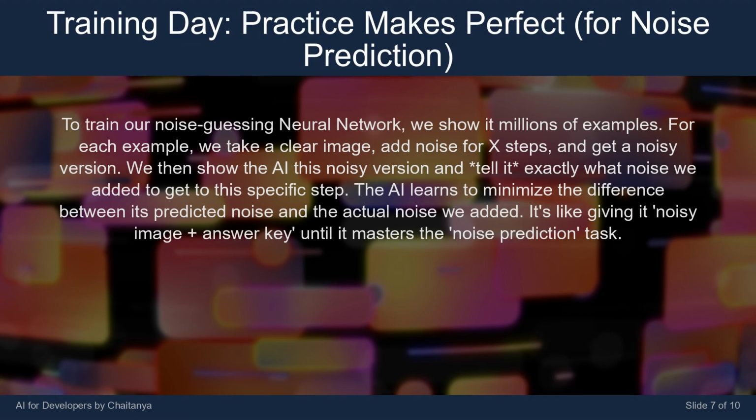To train our noise-guessing neural network, we show it millions of examples. For each example, we take a clear image, add noise for X steps, and get a noisy version. We then show the AI this noisy version and tell it exactly what noise we added to get to this specific step. The AI learns to minimize the difference between its predicted noise and the actual noise we added. It's like giving it a noisy image plus an answer key until it masters the noise prediction task.